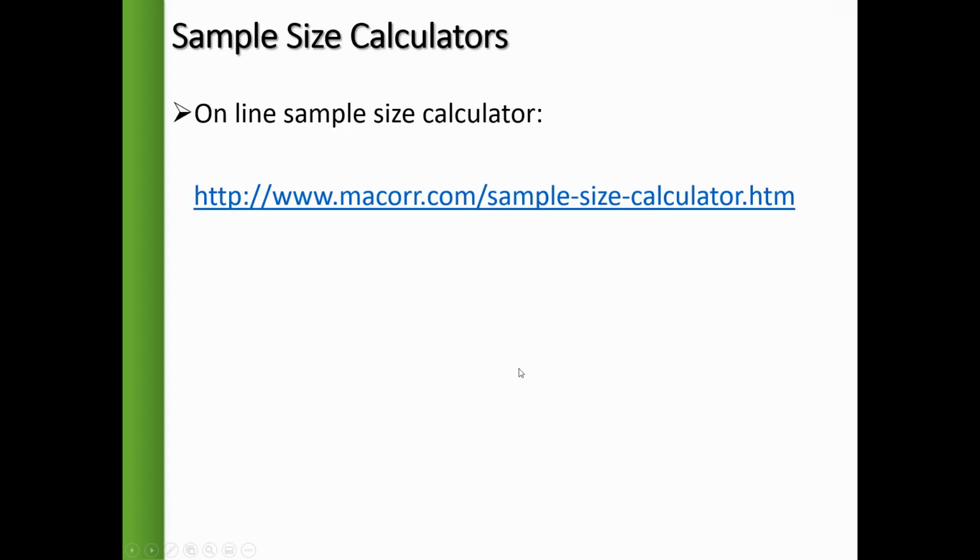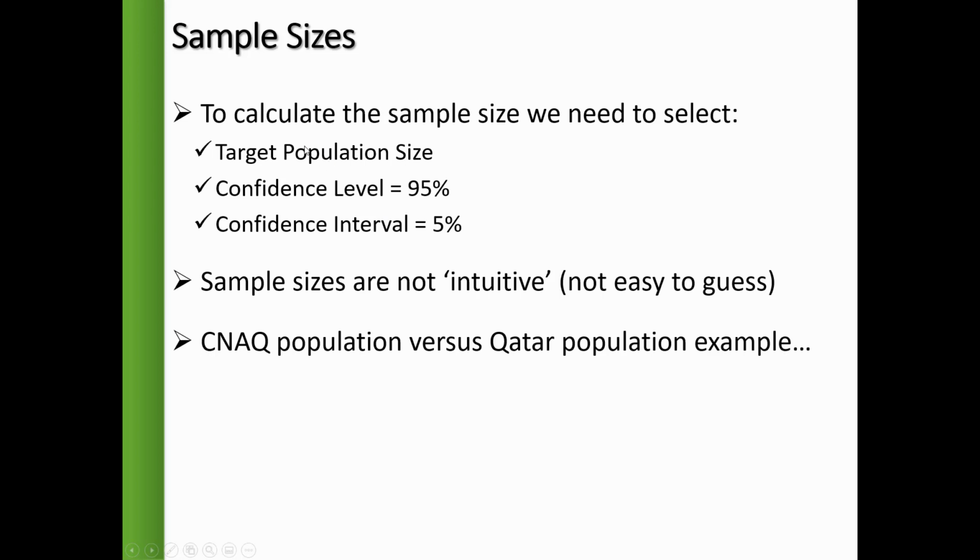Okay, so we just did the calculator. To calculate sample size, we need to select the target population size, confidence level, and confidence interval. Sample sizes are not intuitive. We can't just guess them. That was that big Z-score formula that we just saw, or the online calculator we used.